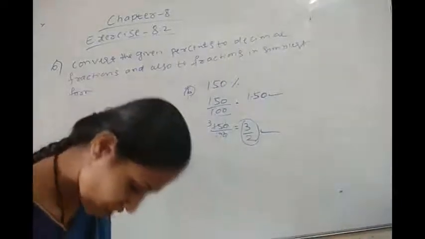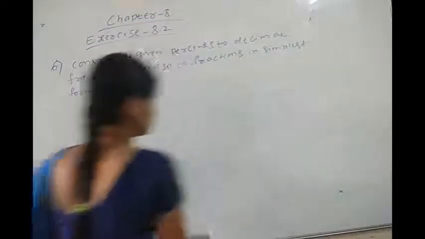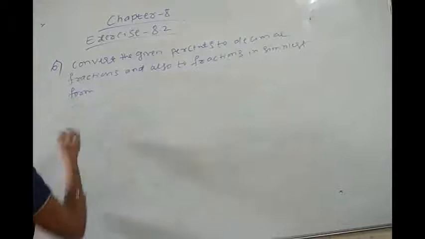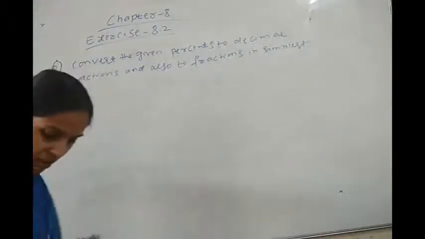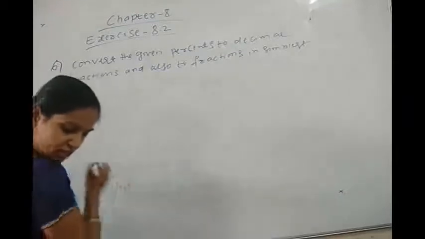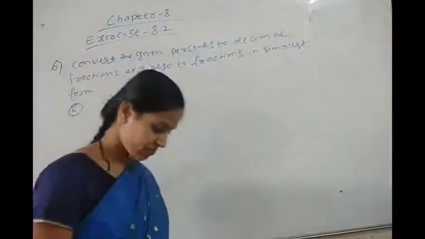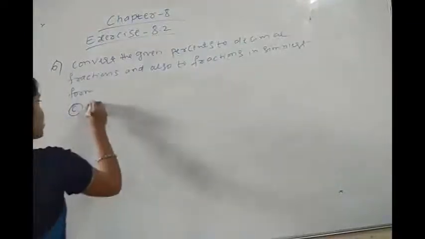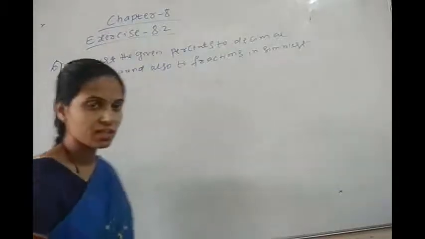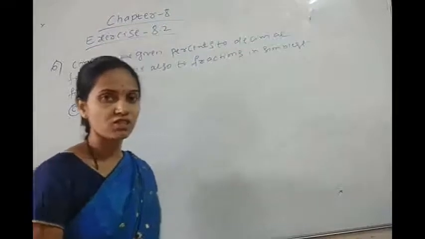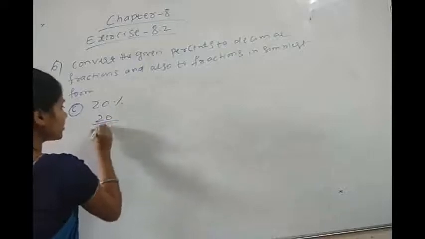Let us come to question number C. Question number C is 20%. Now we should convert this 20% in terms of decimals and also in terms of fractions, which is in its simplest form. Okay, I can write 20% as 20 divided by 100.